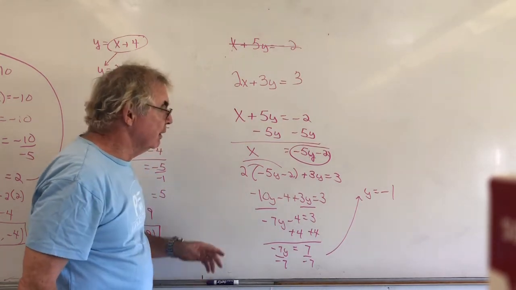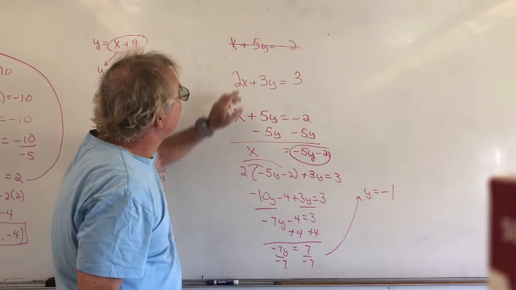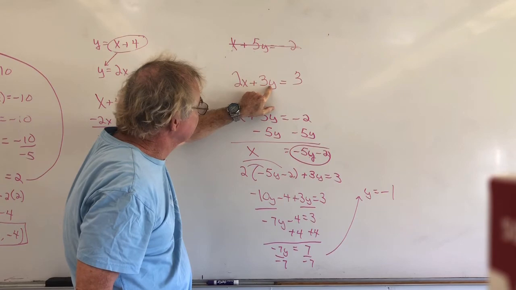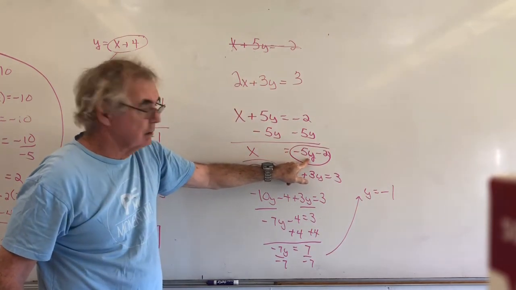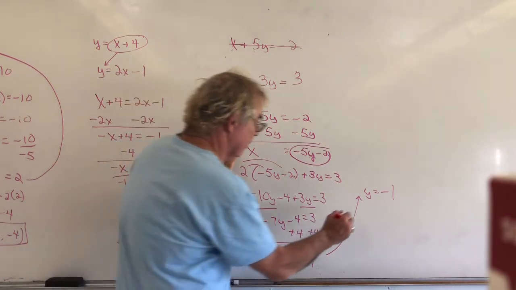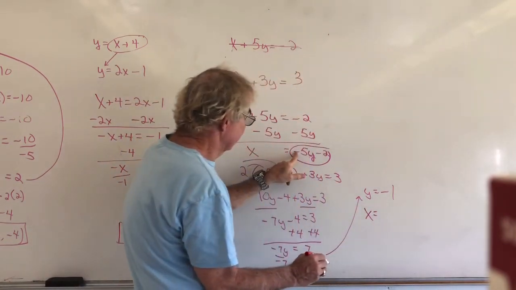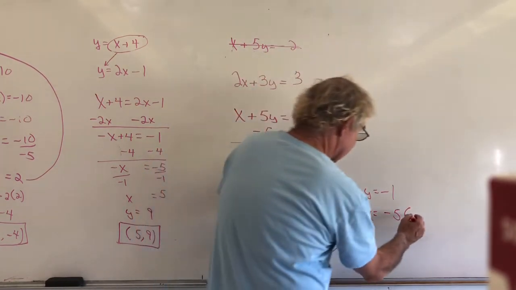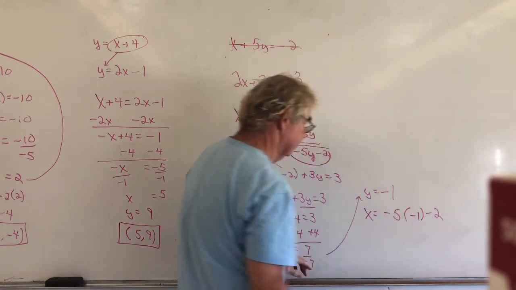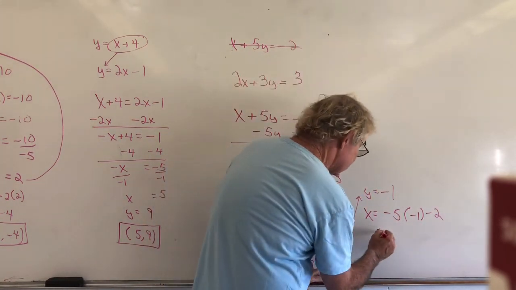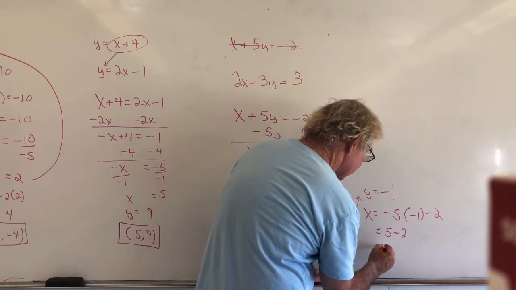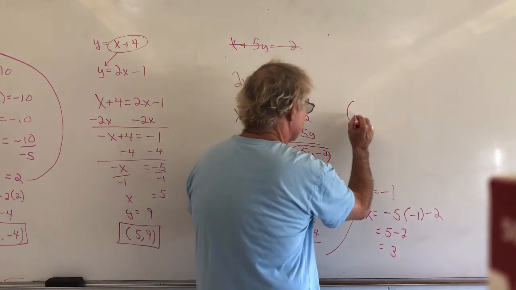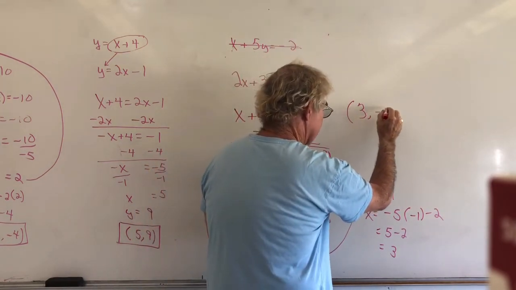Now, where do you want to put negative 1? You could go there, that we've crossed out. You go there. But my choice is here in the circle, because it says x is. So x is negative 5 times y, which is negative 1, minus 2, which is 5 minus 2, or 3. So we believe our answer to this is 3, negative 1.